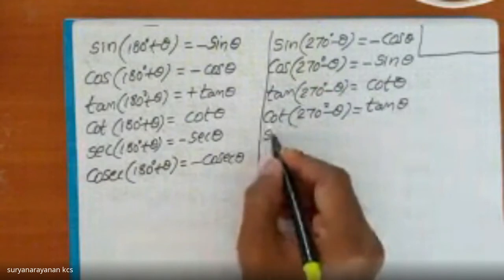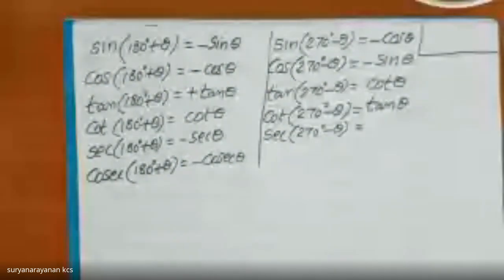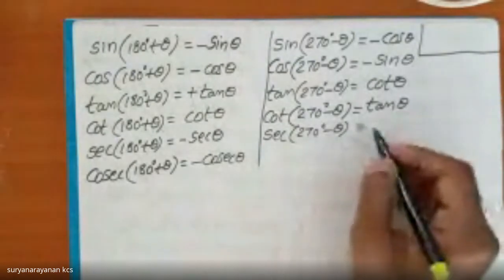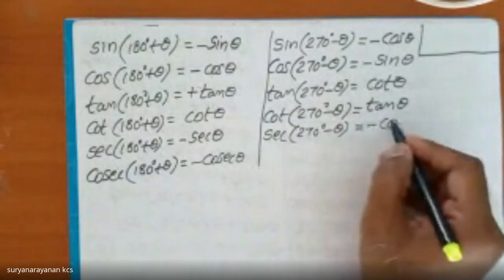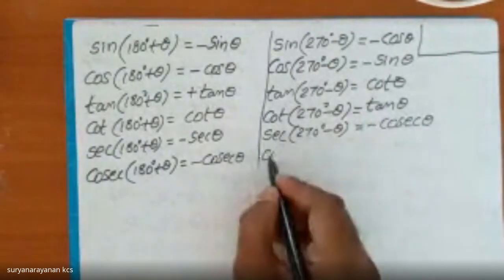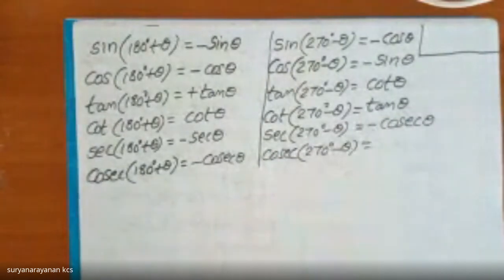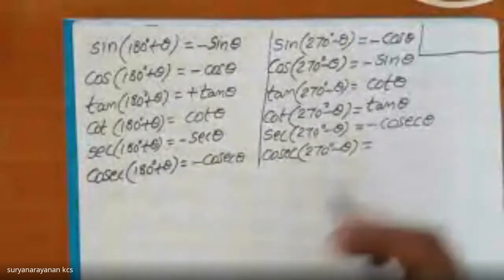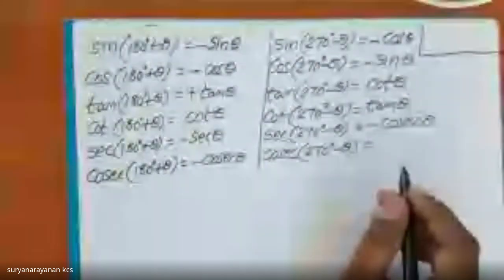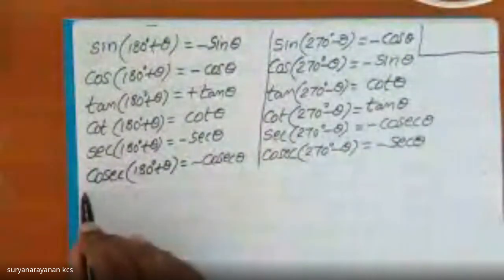Next, secant 270 degrees minus theta. Tell me, secant 270 degrees minus theta. Yes, very good, my dear Ria. Percy, minus cosecant theta. Cosecant 270 degrees minus theta. Tell me, cosecant 270 degrees minus theta. Yes, very good, Ria. Samuel, very good. Minus secant theta. Please note these points, my dear children.